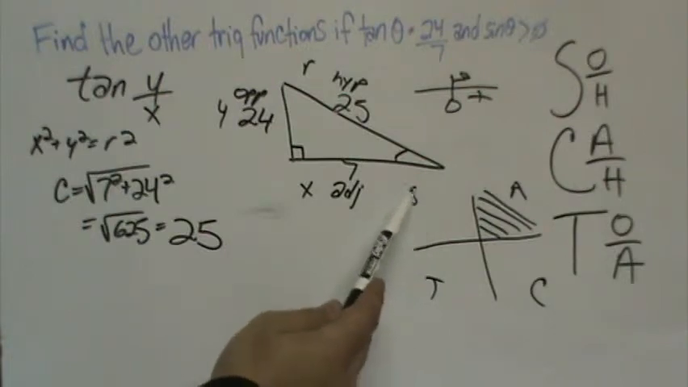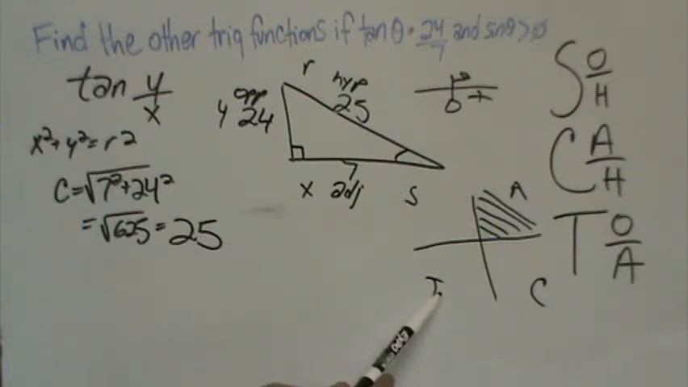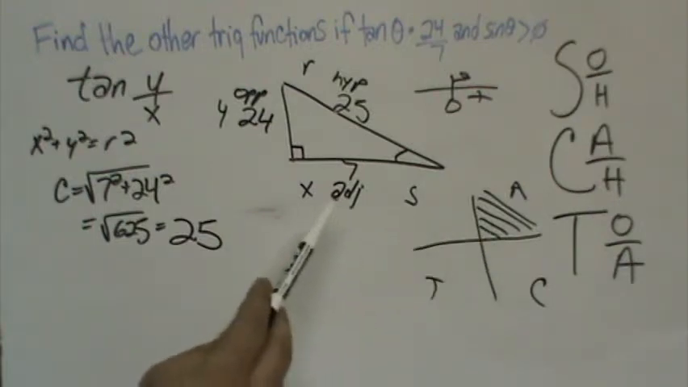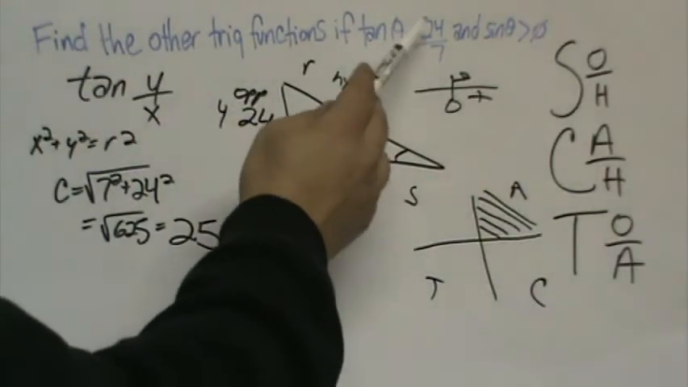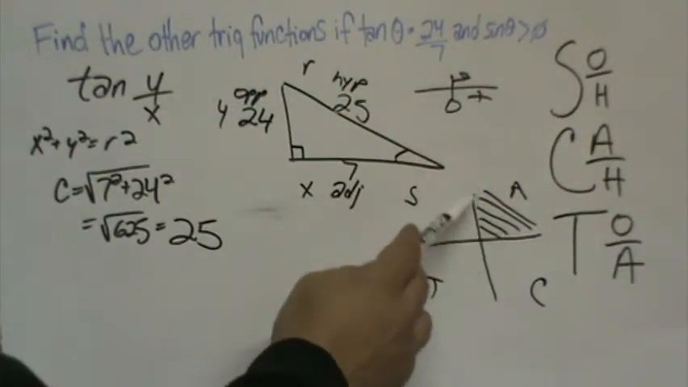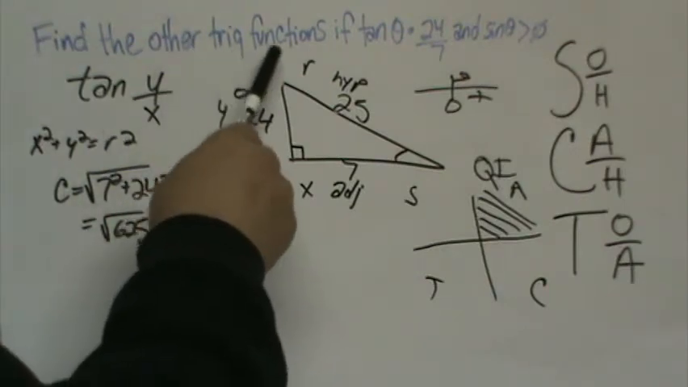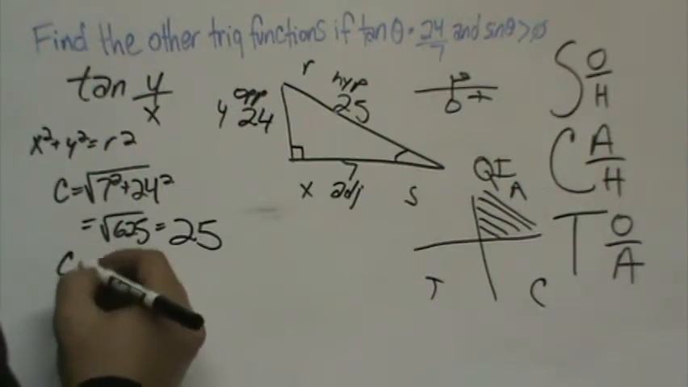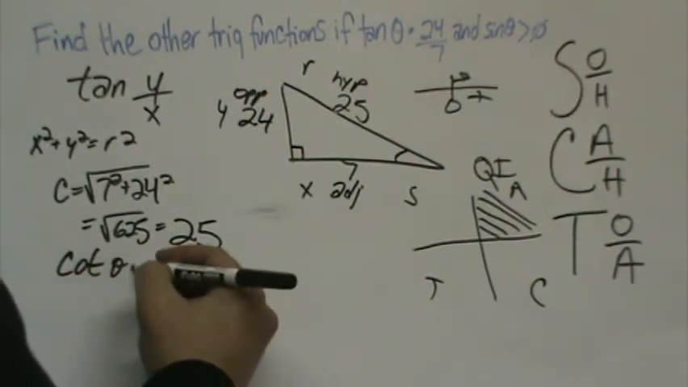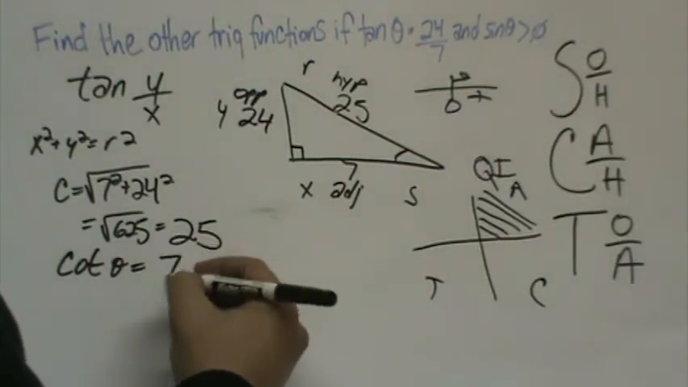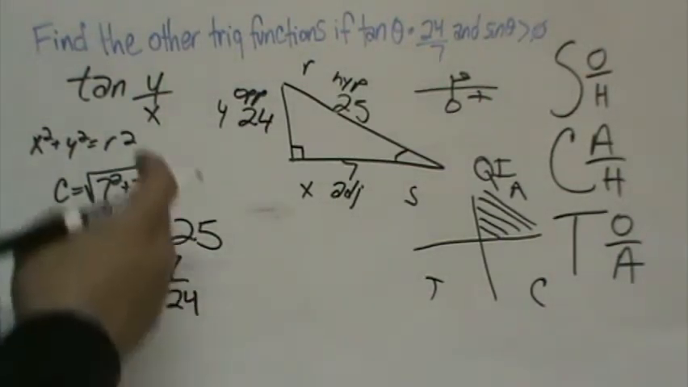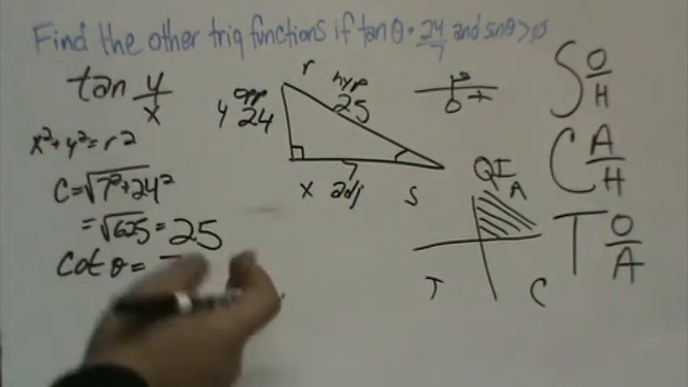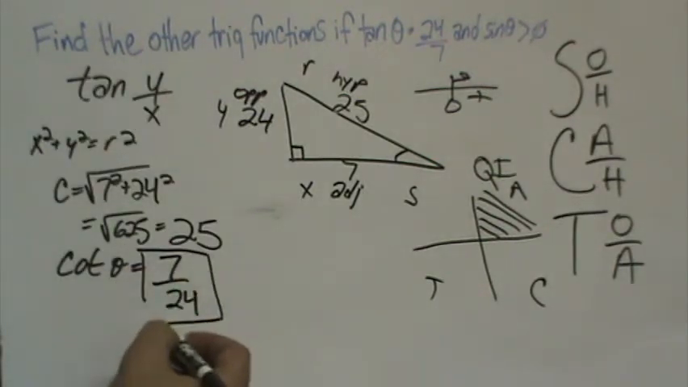What's positive in quadrant 2? It's just sine. And what's positive in quadrant 3? Tangent. So that means sine isn't. So we know if tangent is 24 over 7, which is positive, it has to be quadrant 1, right? They want us to find all other trig functions. If we have tangent, what's the next easiest one? Cotangent of theta, which is 7 over 24. Do I have to worry about making it positive or negative? No, because it's the same sign as tangent. The reciprocal is positive because tangent is positive.